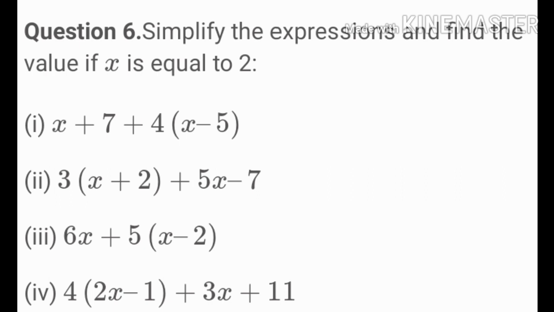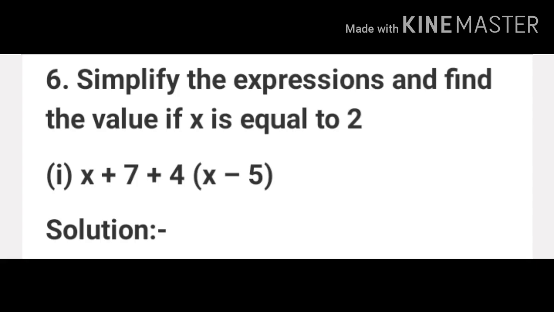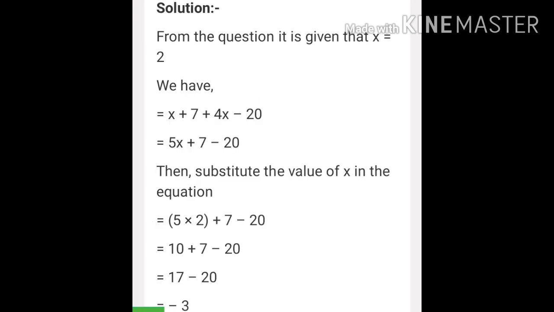Sixth question, simplify the expression and find the value of x if x is equal to 2. So the value of x we have to place here as 2. Here are four parts given in the question. We are going to solve some of the parts here. So let us see what does the first part ask. x plus 7 plus 4 in the bracket x minus 5. So we are going to put the value of x as 2. Wherever x is written we are going to replace by 2. Let us see the solution.